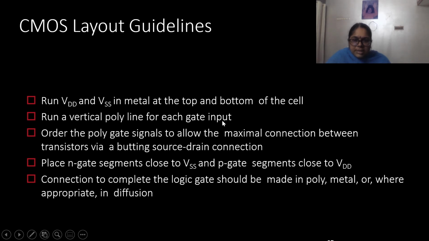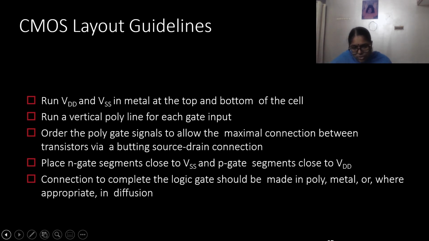When we are going to draw the CMOS circuitry, run VDD and VSS in metal at the top and bottom of the cell. Vertical polylines need to be drawn for each gate input. Polygate signals order should be such that they allow maximum connection between the transistors via butting source drain connection. N transistors should be placed closer to VSS and P transistors should be placed closer to VDD. Connection to complete the logic gate should be made either by using poly, metal, or wherever appropriate in diffusion also.